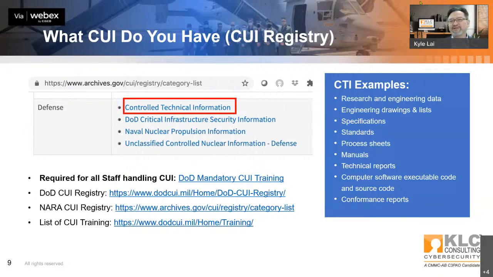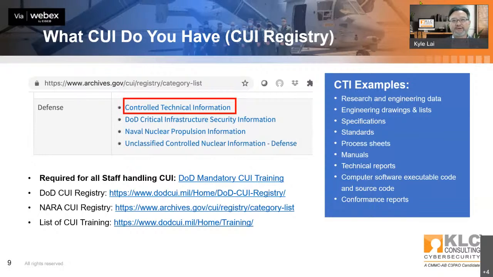And if they did not specify what kind of sensitive unclassified information needs to be protected, then we will have to fall back on the CUI registry. There's a DoD CUI registry, and there's the NARA, the National Archives, CUI registry. The DoD CUI registry is pretty much a mirror of the NARA CUI registry. And within this CUI registry, it specifies the categories of the CUI.